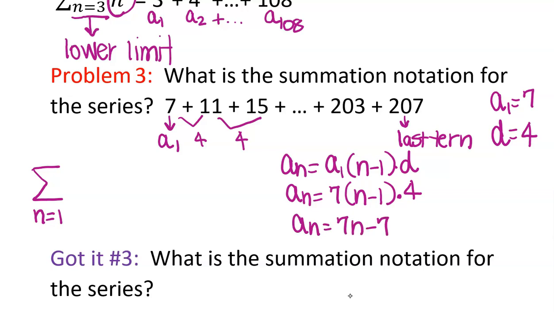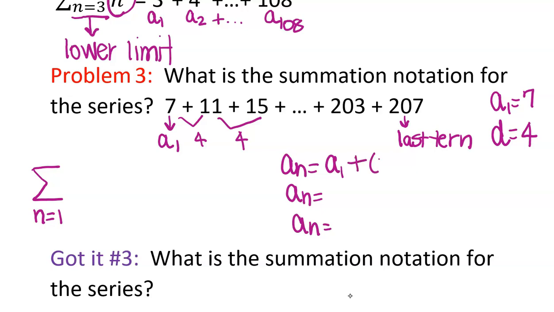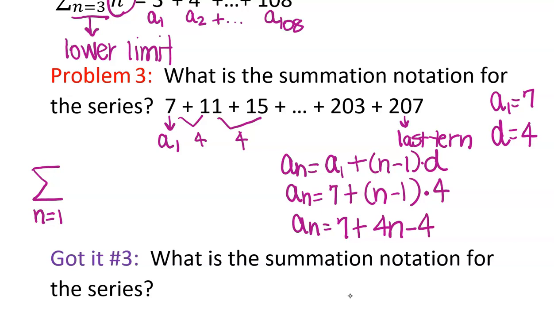Oops, I forgot my plus in there, so go back. Sorry about that. I'm thinking that doesn't look right. Okay, so a sub 1 plus n minus 1 times d. Okay, so my first term is 7 again. My n minus 1, I don't know how many terms there are, but I do know that the common difference is 4. So this is 7 plus 4n minus 4, which simplifies down to 4n plus 3. This right here is my explicit formula.